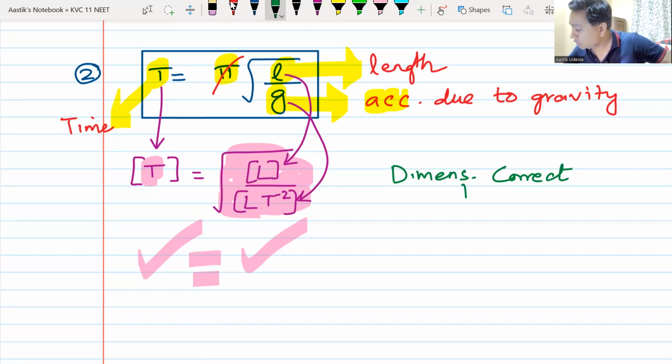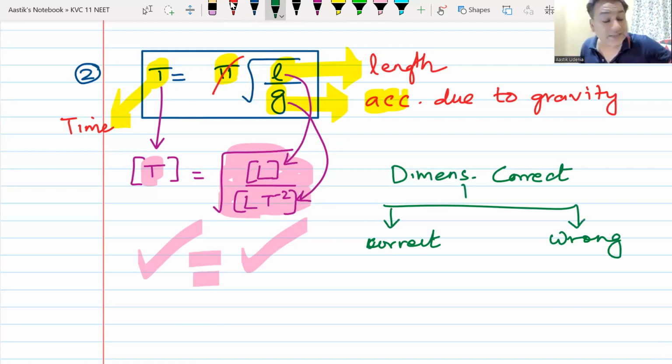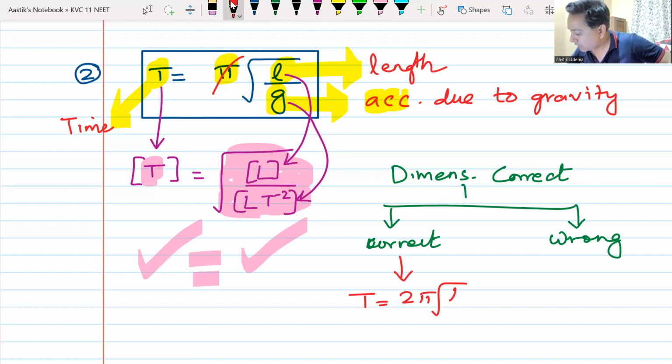Yes, sir. Now, two things can happen. This can be actually correct, or this can be wrong. For that, you have to know the actual formula of time period of a pendulum. And my dear friends, the actual correct formula is T is equal to 2 pi root over L by G. I had not written 2. The constant term, the number 2, was missing. Therefore, this equation is not correct. It is dimensionally correct, but it falls in the wrong category.